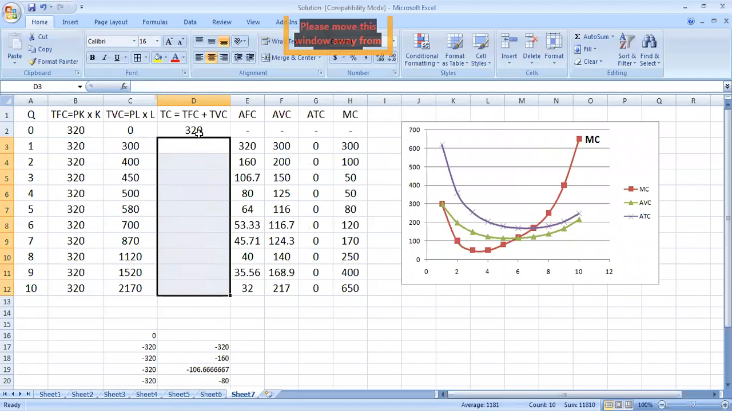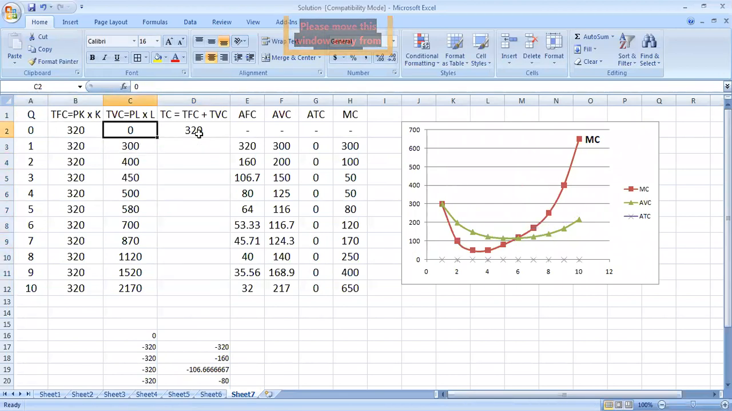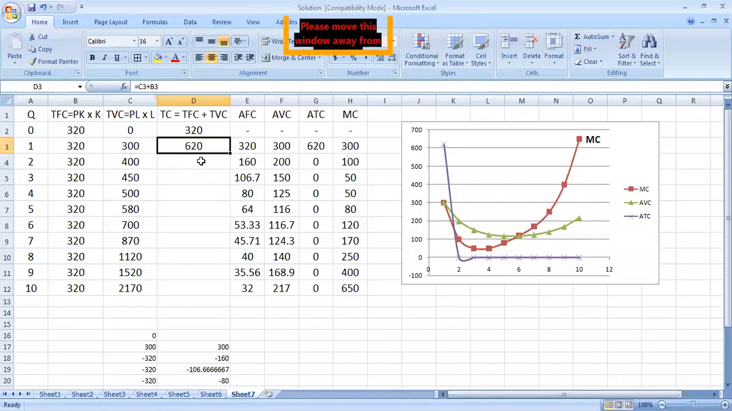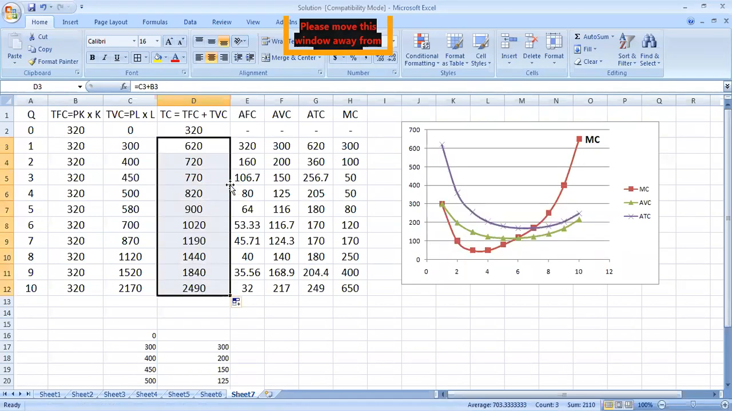So when you add 320 with 0, you will come to know about 320 at 0 unit of level of output. When you add 300 and 320, the answer should be 620, right? 300 plus 320 should be 620. And then 400 plus 320 should be 720, then 770, and so on.